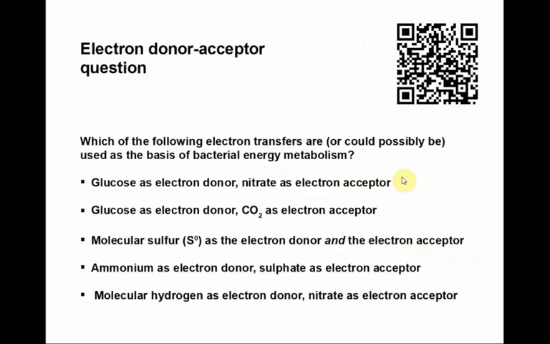Okay, so that's hydrogen oxidizers, sulfur oxidizers, nitrogen oxidizers. So just for all of this stuff, what can actually work as a possible type of metabolism?